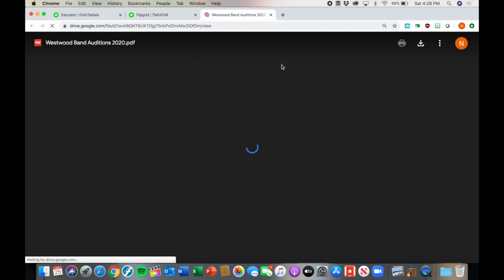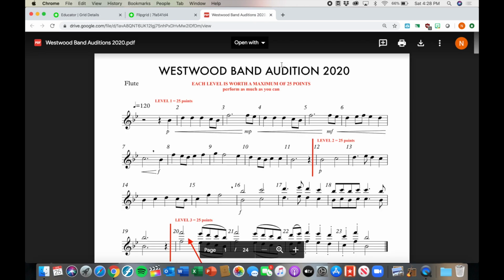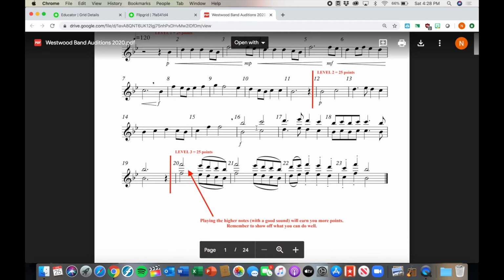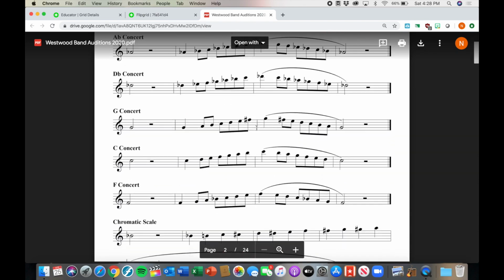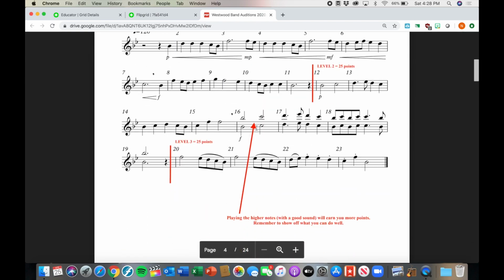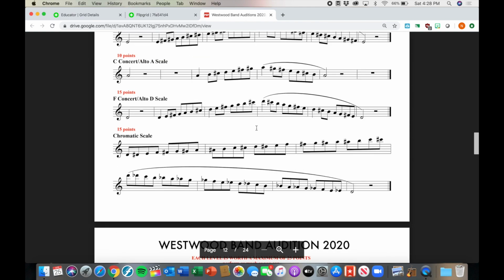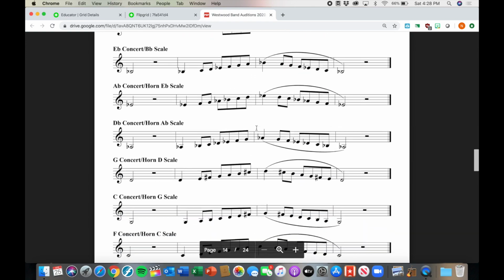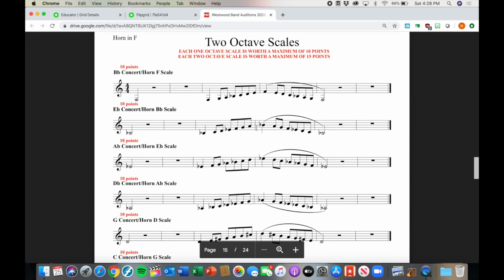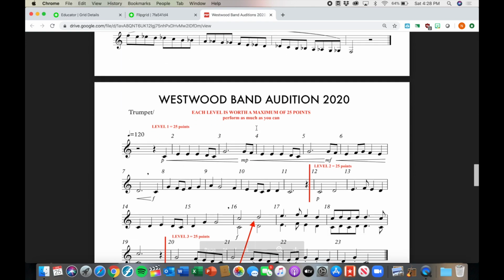Best case scenario, if you have a printer, go ahead and find your music and print it out. You'll notice that it starts with flute, but it has every instrument in this large file. So I'm going to scroll down to trumpet because that's what I play. I don't have a printer, so you'll see me switching between tabs, and if you have to do that, that is totally fine.